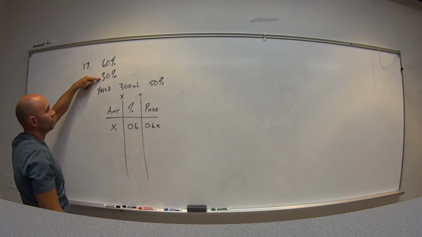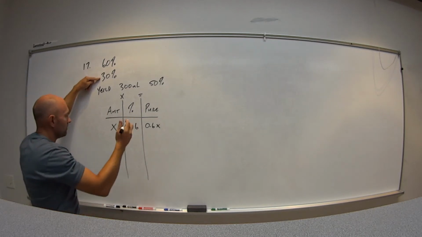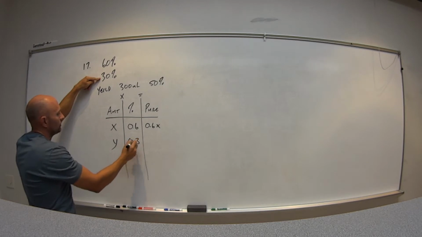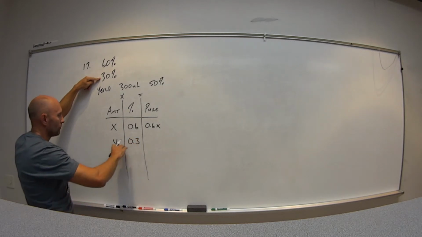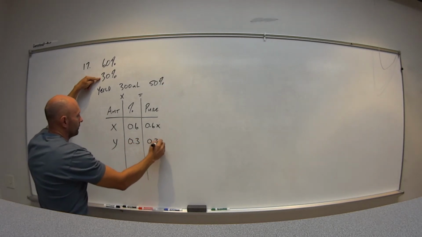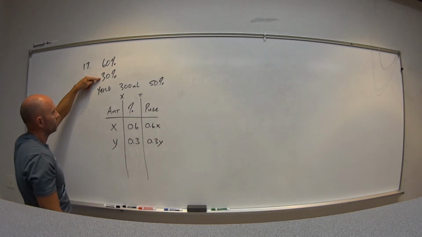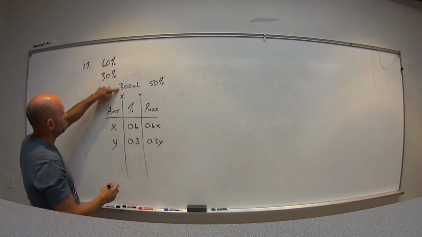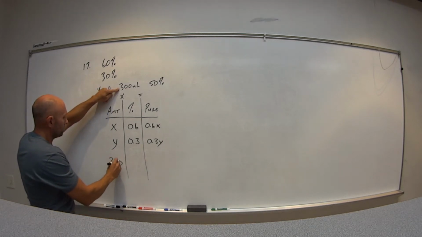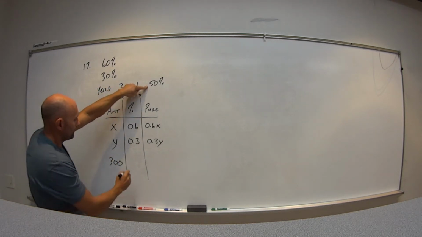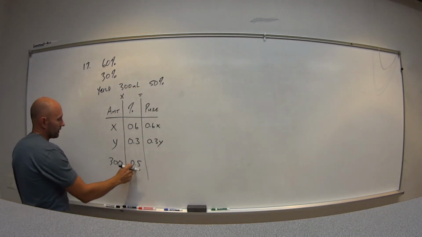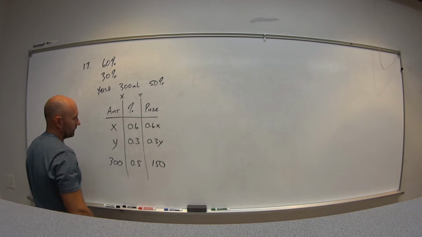Then I need 30% solution. How much of it? No idea. So that's Y. The percentage is 0.3. So multiply across 0.3Y. And then the last row is the total. Well, how much am I going to end up with? 300 milliliters of 50% solution. So 0.5. 300 times 0.5 is 150.